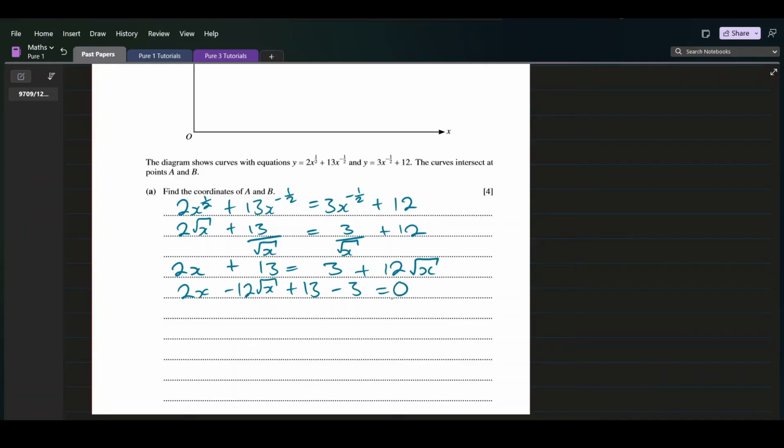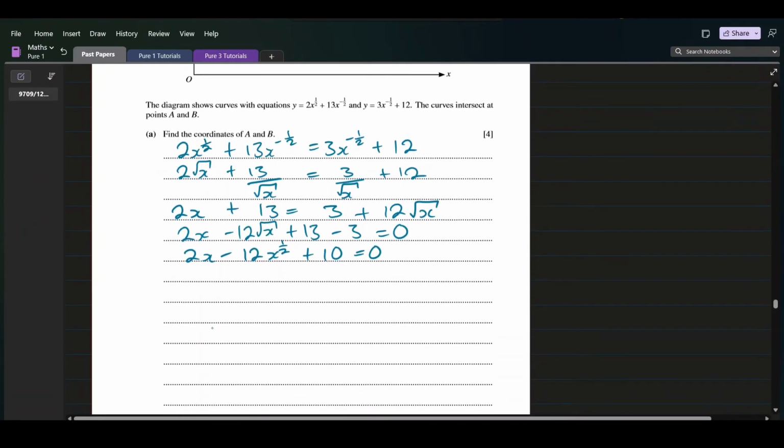is equal to 0. So this is 2x minus 12. Let's rewrite this as x to the power half, which I'll explain in a minute, plus 10 is equal to 0. So what we have here is a hidden quadratic.